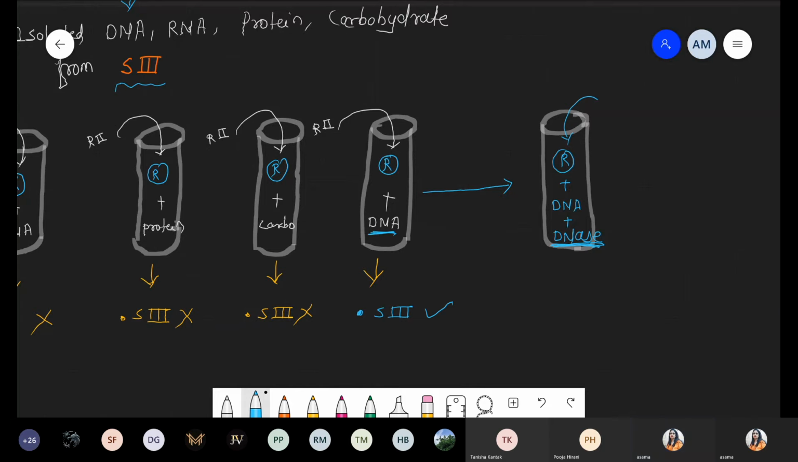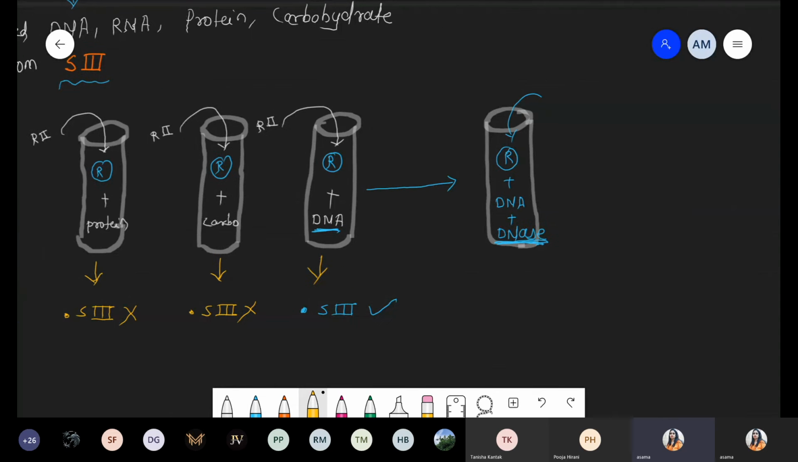Anyone? What is the function of DNase? Yes, lysis of DNA, breakdown of DNA. So now what happened? When he added the enzyme DNase, due to DNase enzyme, there is lysis of DNA, breakdown of DNA. And what do we observe? He observed that the strain remains as it is, rough strain, it never converted into smooth strain. So smooth strain formation is also absent.